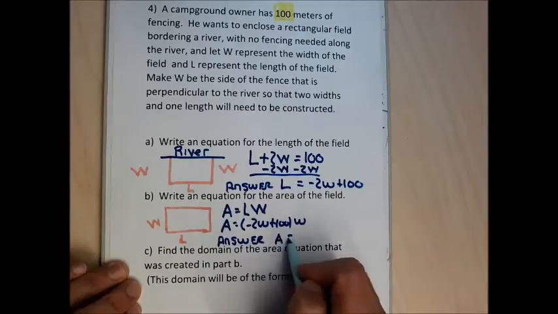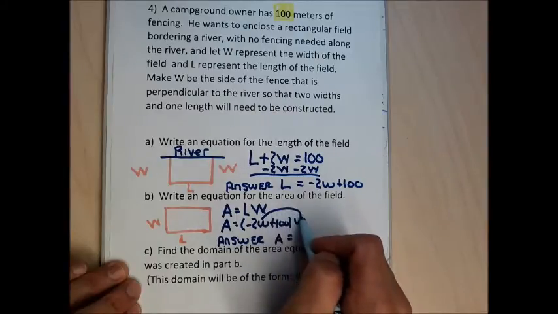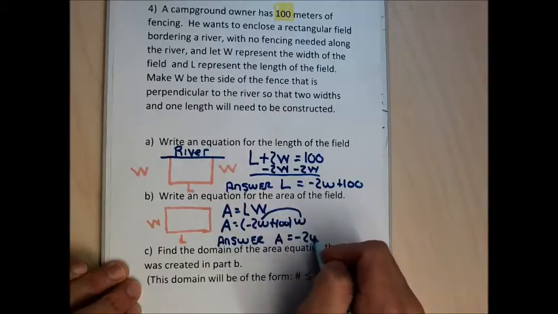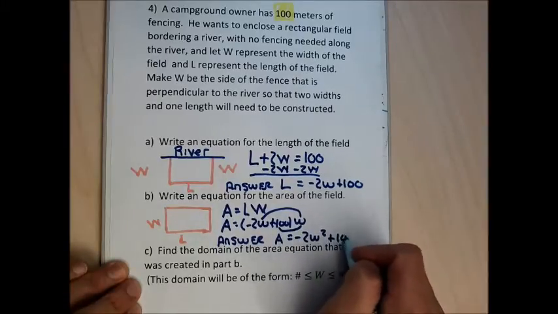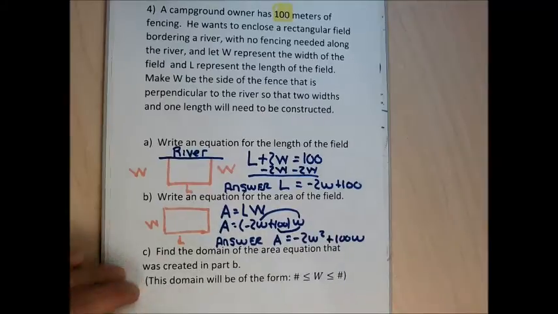I'm going to say area equals negative 2W times W, which is negative 2W squared, and then 100 times W, plus 100W. That's the answer for part B.